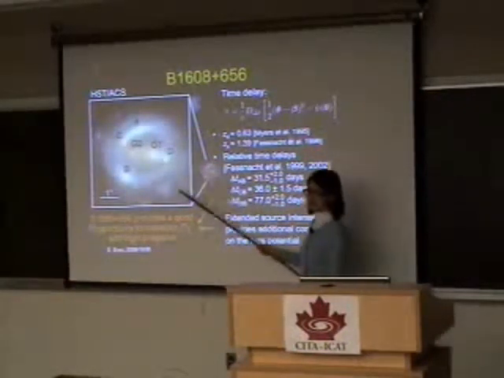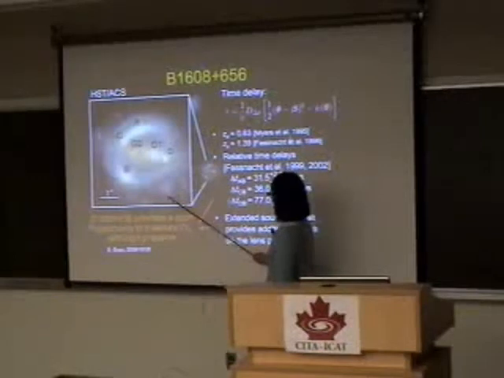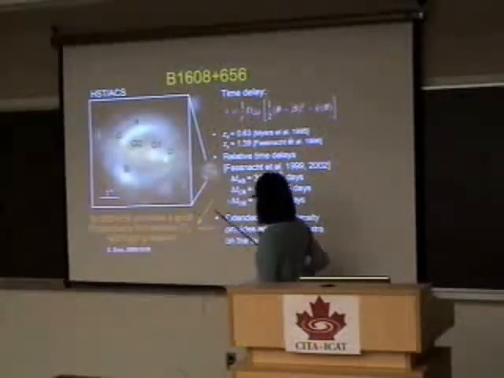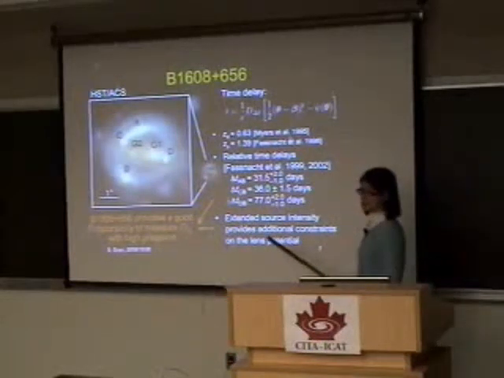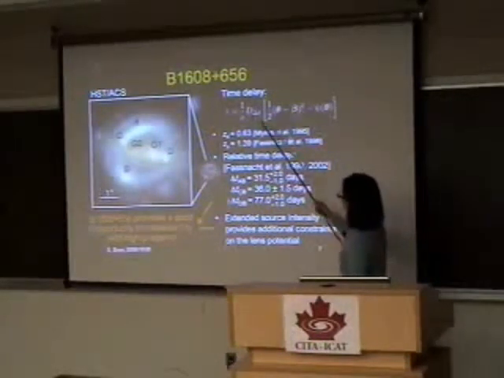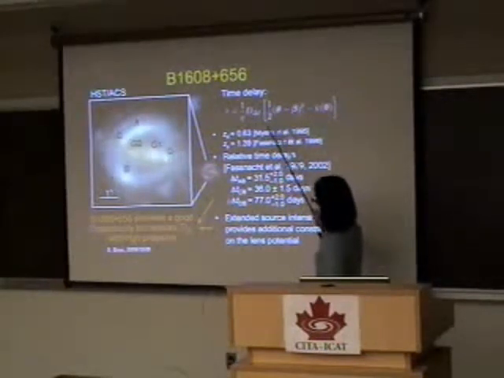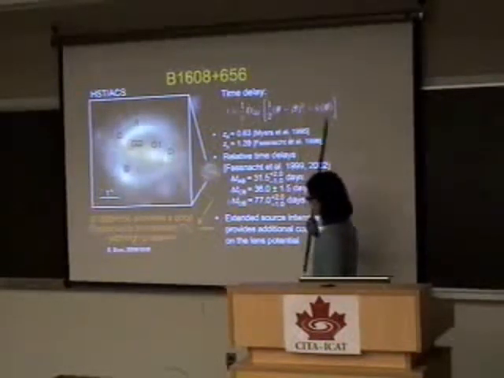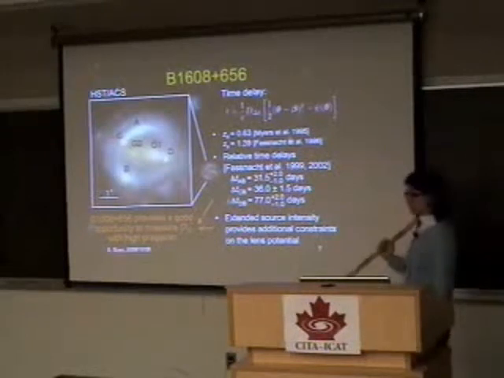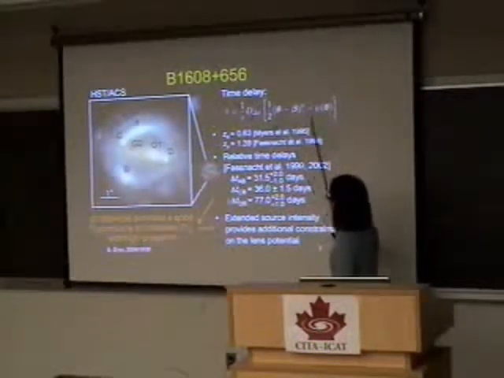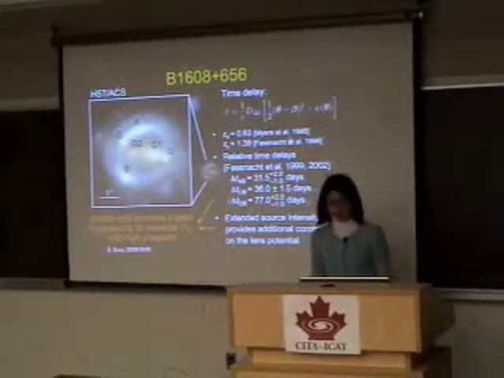So as you can see in this image, the extended sources provide additional constraints on the lens potential. So we have this part and this part, which means 1608 provides a good opportunity to measure the time delay distance with high precision. The caveat is we have to model the lens potential accurately.